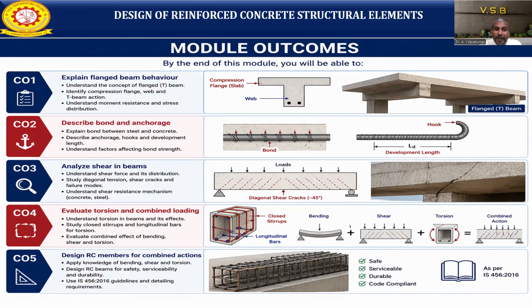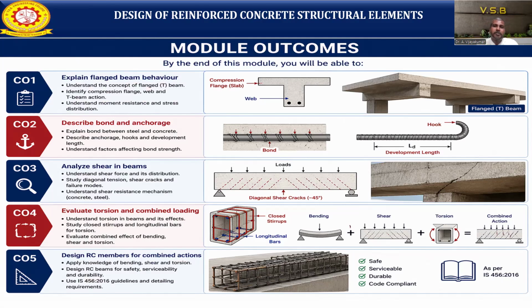Now you can analyze the beam in shear, understand the shear forces and their distribution, and study the diagonal tension, shear cracks and failure modes. You can understand the shear resistance and mechanism of both concrete and steel in the structure. Now you can evaluate the torsion and the combined loading behavior of the structure. Understand what torsion is and its purpose. When does torsion occur? What are the effects of torsion?